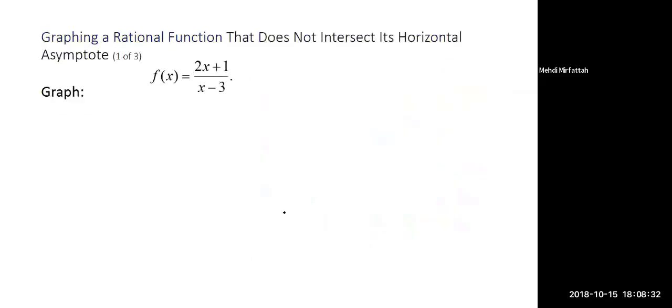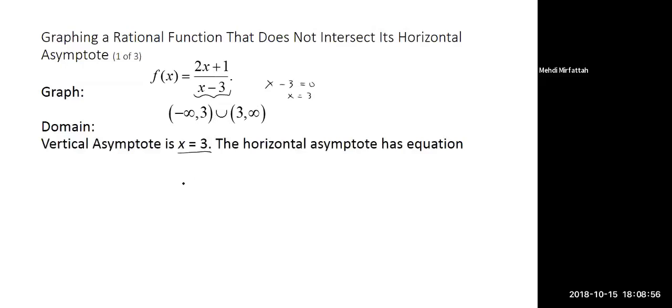Let's take a look at this other graph. f of x equal to 2x plus 1 over x minus 3. We looked at this before. If you recall, we take x minus 3, let it equal to 0, so x would be equal to 3, and that is my vertical asymptote. From there, we can find the domain. So that's how you find the vertical asymptote. You take whatever you have at the bottom of the fraction, let it equal to 0, and solve for x.